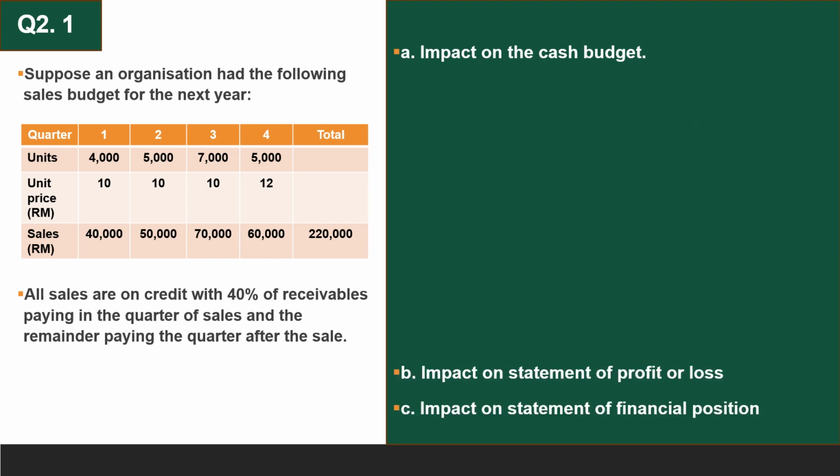Okay, let me solve this problem. How do we find the impact on the cash budget? Let me write first: quarter 1, quarter 2, quarter 3, quarter 4, and the total. Then the receipts in quarters.